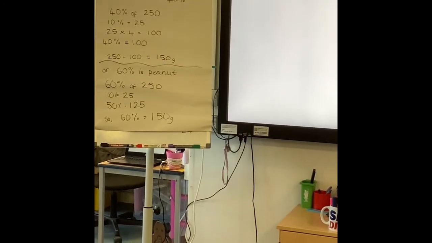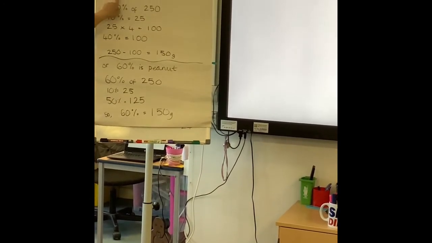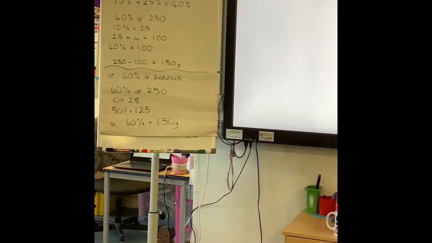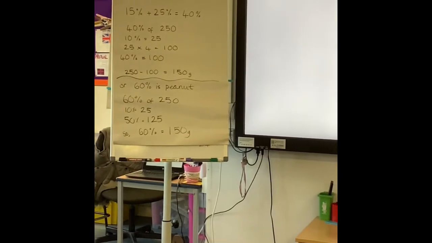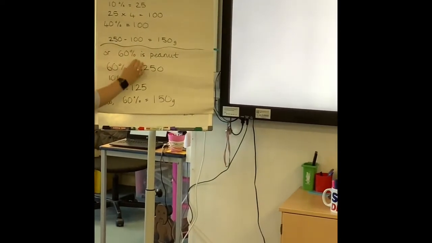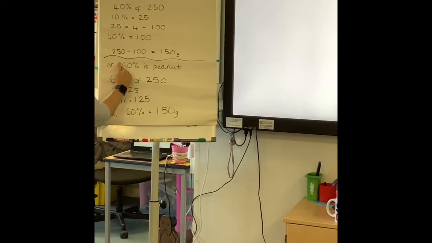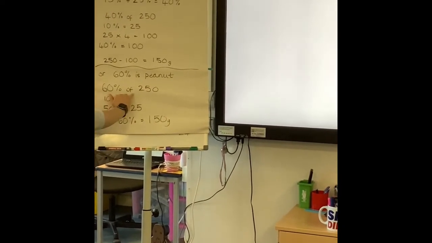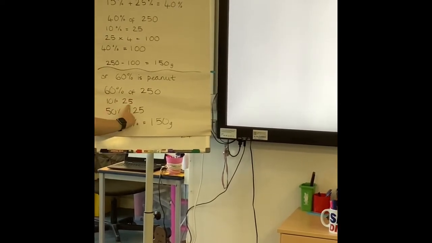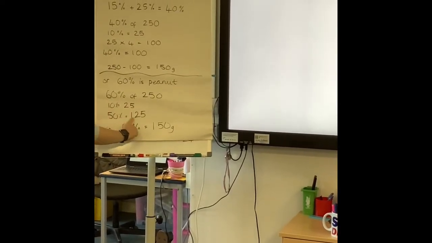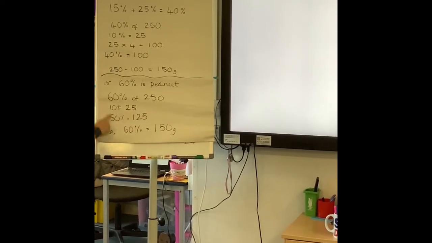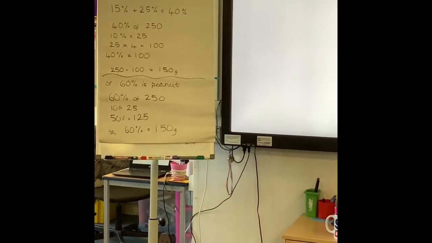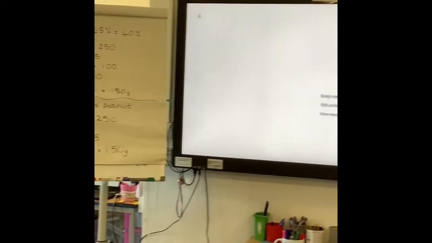The other way of doing it is if you know that 15% from the raisins and 25% from banana chips makes 40%. The clue in the text that the rest is peanuts tells us that 60% is peanut. So then we can work out 60% of 250 by finding 10%, which gives us 25, and 50%, which gives us 125. So that tells us that 60% is 150. We've got the same answer because it's just two different ways of working it out. So well done if you got either of those answers.